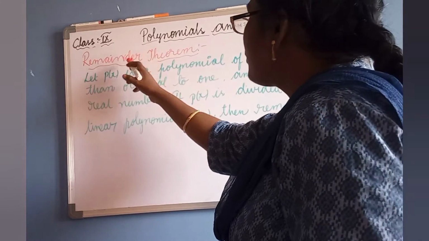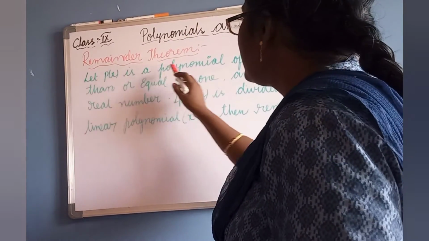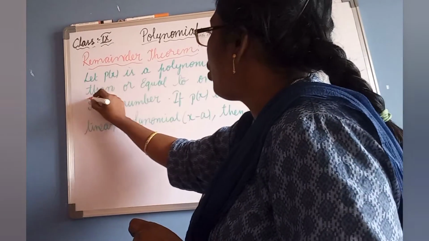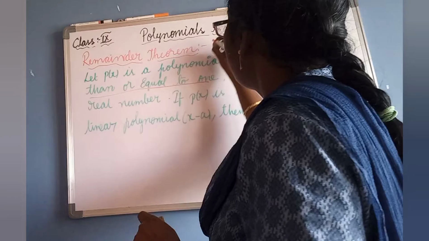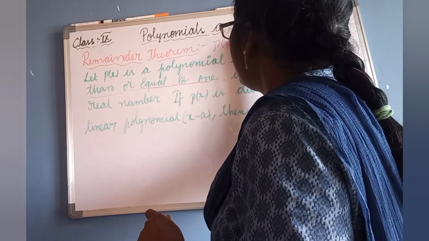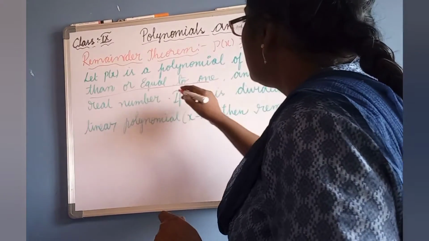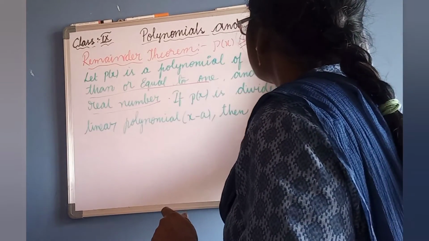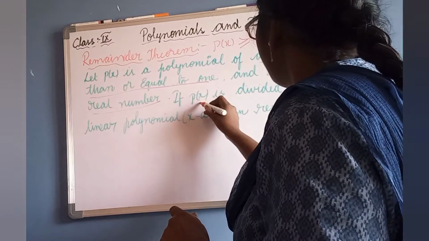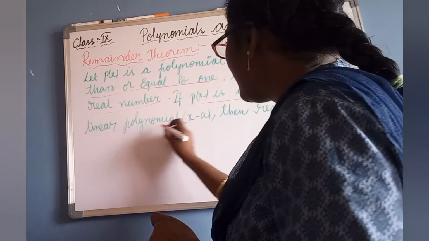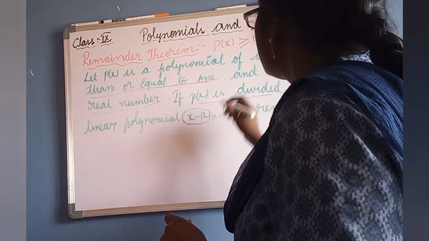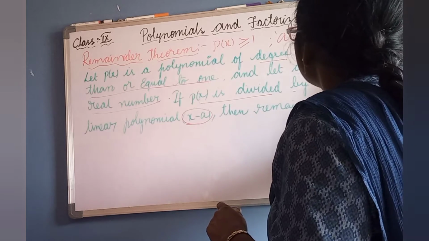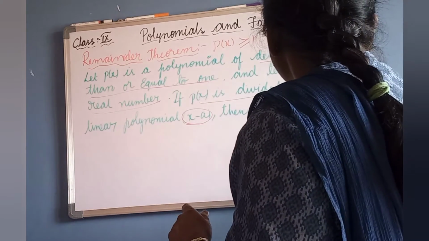So let us discuss the remainder theorem. Let p of x be a polynomial of degree greater than or equal to 1, and let a be any real number. If p of x is divided by the linear polynomial x minus a, then the remainder is p of a.